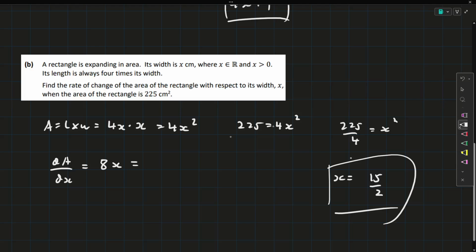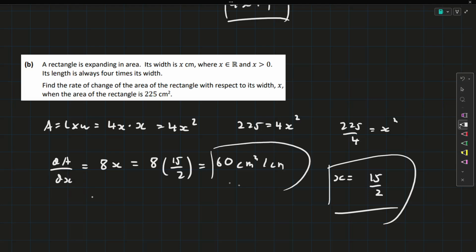So now we can figure out what dA/dx is when the area is 225, x is 15 over 2. So what's the rate of change? It'll be 8 times whatever x is. And we know that x is 15 over 2. And when you do that, you will get 60. And now in terms of units, the unit of area is centimeters squared. And the unit of x is centimeters because it's a width. So the unit is centimeters squared per centimeter. So the area is increasing at a rate of 60 centimeters squared for every centimeter that x increases by.